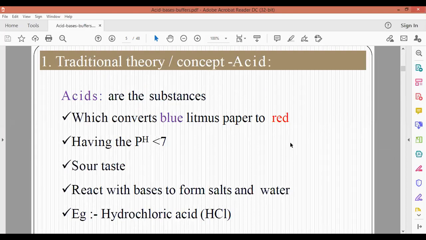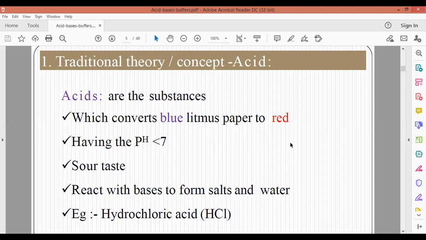So according to traditional theory, how can we define an acid? Every time in the exam they can ask the question, define acid and base. You can define the acid or base according to any theory. According to traditional theory, what is meant by an acid? Acids are the substances which convert blue litmus paper to red litmus paper.